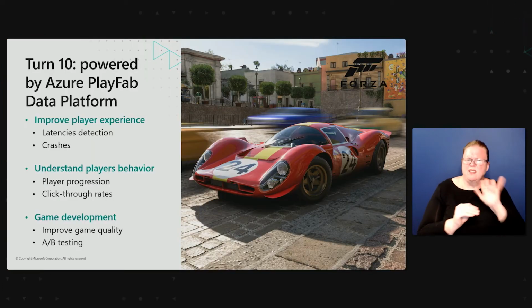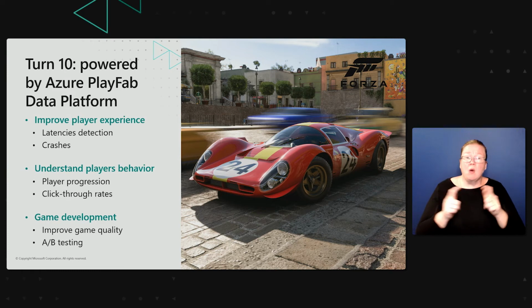Same thing with the crashes. When we launch a game, we closely monitor the crashes for the game on different platforms, different regions, different player types, and whatnot. And we use data to drive insights and go about how to improve that experience by fixing those issues.